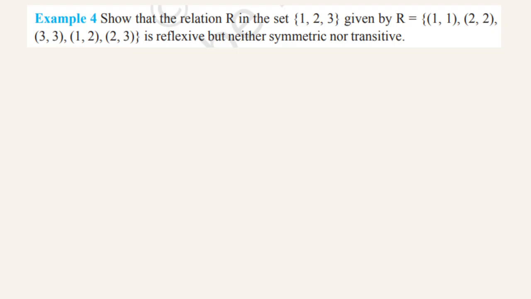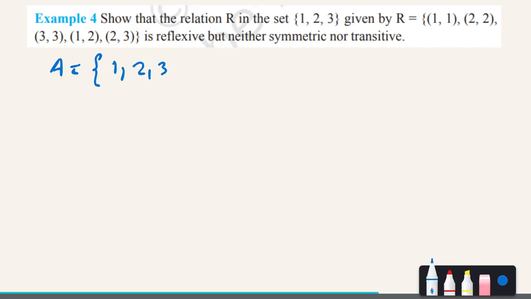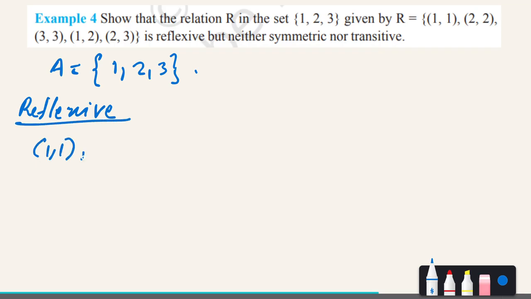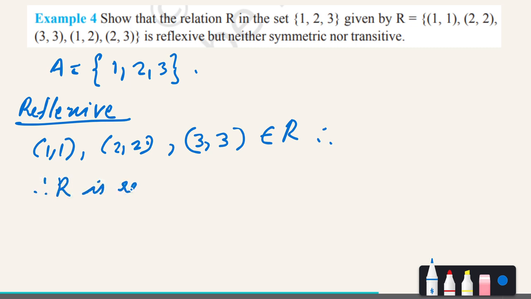For the reflexive case, we need to check (1,1). Every element should be related to itself from the set A. A is the set {1, 2, 3}. So for reflexive, we have to check (1,1), (2,2), (3,3). Yes, (1,1), (2,2), and (3,3) belong to R. Therefore, we can say that R is reflexive. So that is finished.